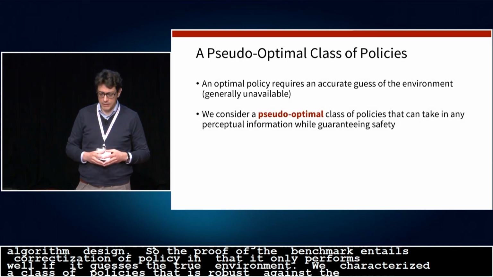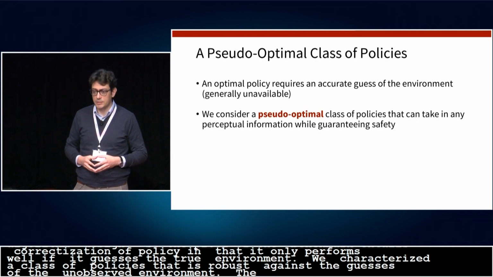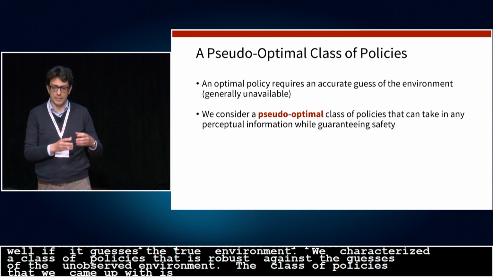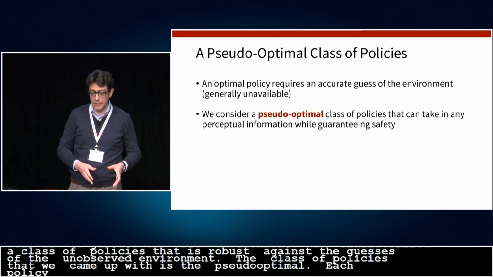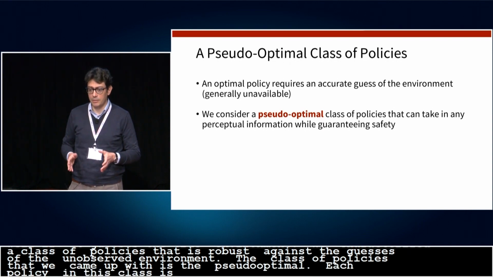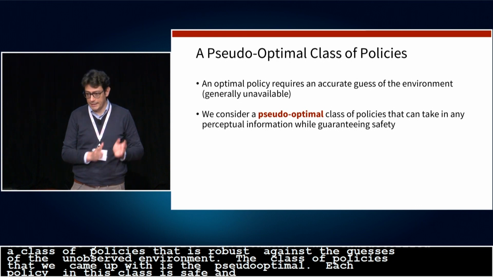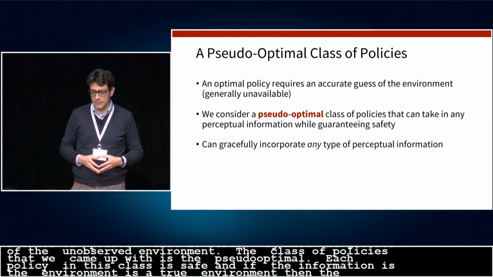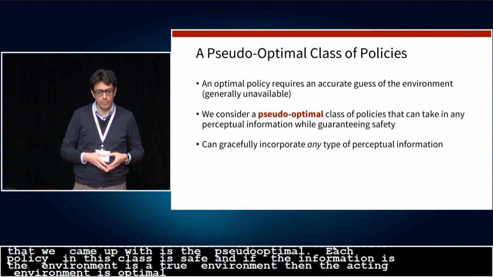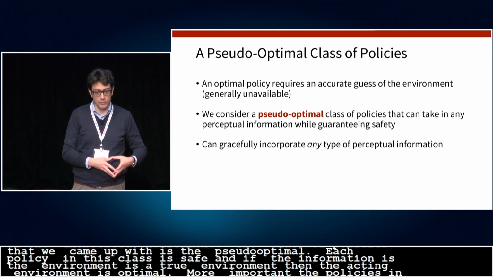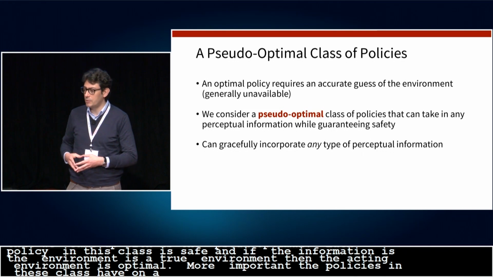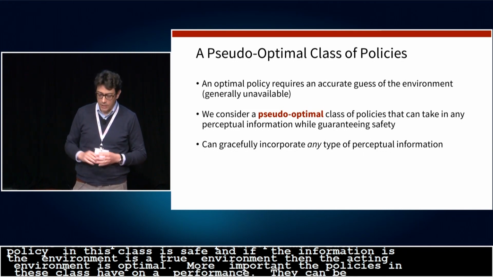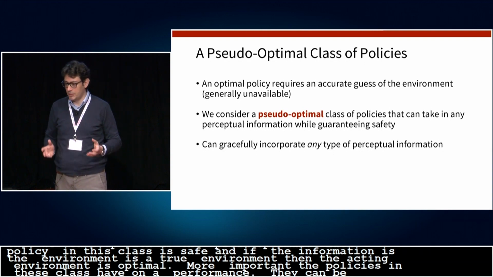The class of policies that we came up with is pseudo-optimal, in that each policy in this class is safe, and if the prior information about the environment is just the true environment, then the resulting policy is optimal. More importantly, the policies in this class have a performance that degrades gracefully as the prior information about the environment gets increasingly inaccurate.